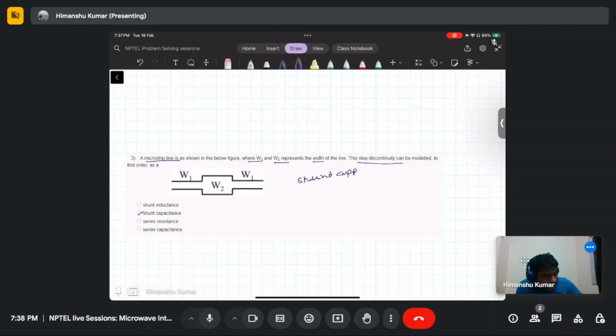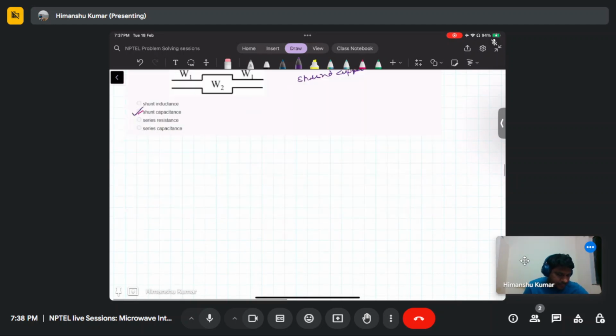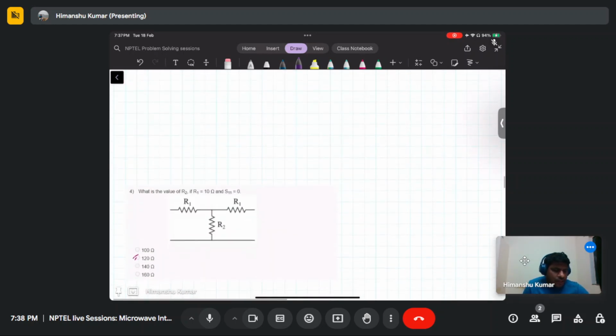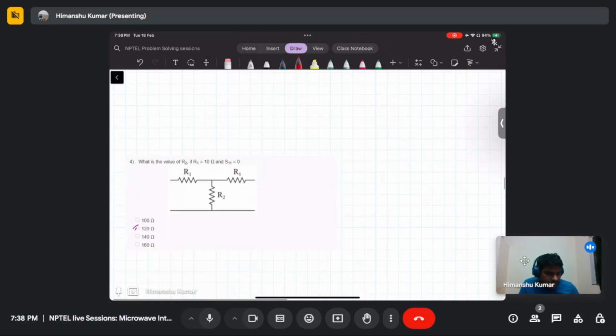To know why it will behave as a capacitance, you need to solve the discontinuous boundary condition at these two transmission lines, and basically this will behave as a shunt capacitance. So let's just move to the next problem.